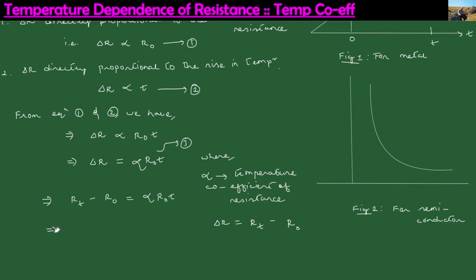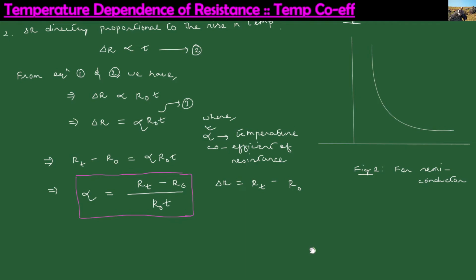From here we are interested in finding this alpha. Our target is to find what this alpha is. Multiplying R naught T to the denominator of the left hand side, alpha will be equal to RT minus R naught divided by R naught into T. This is our final expression for the temperature coefficient of resistance.